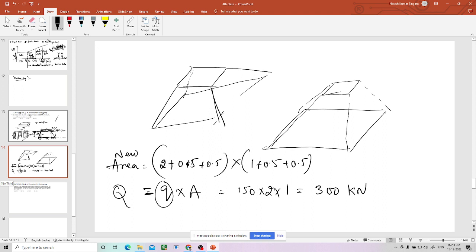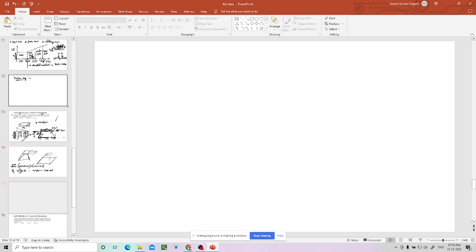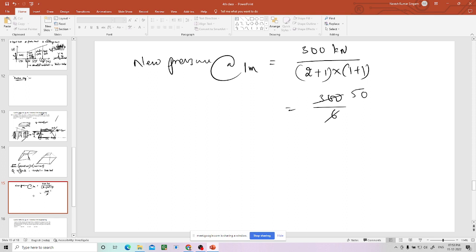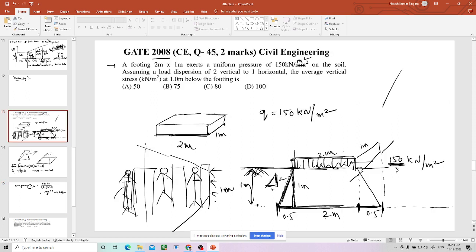Now the new pressure at 1 meter depth is 300 kilonewton divided by the new area. How much is the new area? 2 plus 0.5 plus 0.5 into 1 plus 1, right? So 3 into 2, 6. 300 by 6, 6 fives are 30, so 50, right? 50 kilonewton per meter square. So where is the answer? So A is the answer, right?